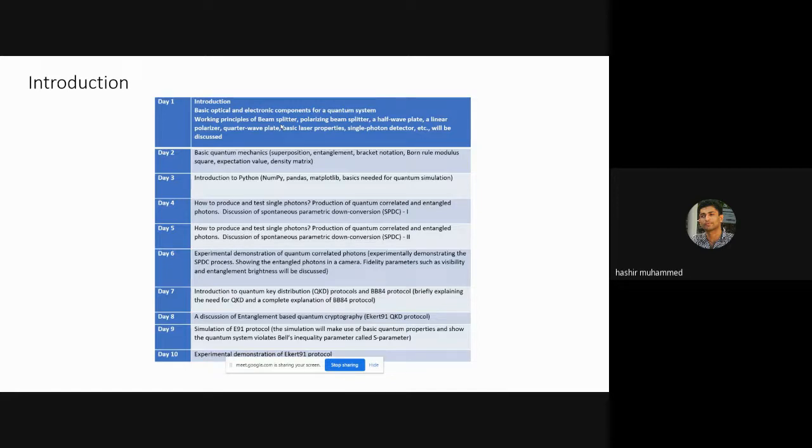Next, I will introduce a very important concept in quantum mechanics, that is single photons. That is very important for any quantum key distribution program. And then I will explain how to produce entangled photons. This is called spontaneous parametric down conversion. That is the process I'll be discussing over 2 days, day 4 and day 5. I gave 2 days for this because this is very important.